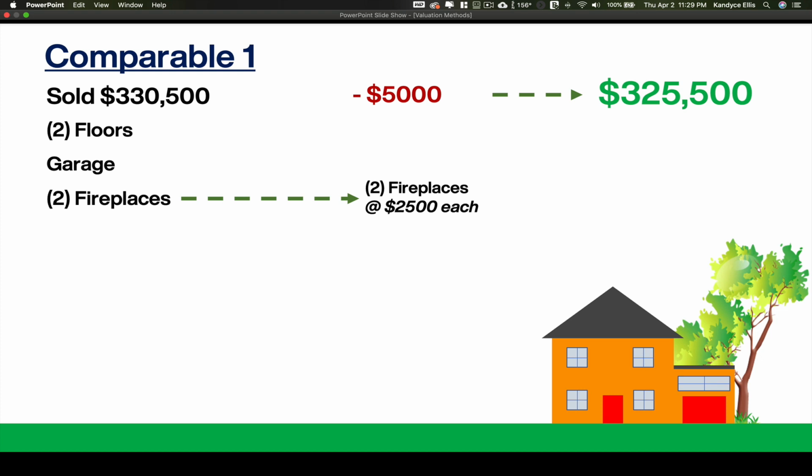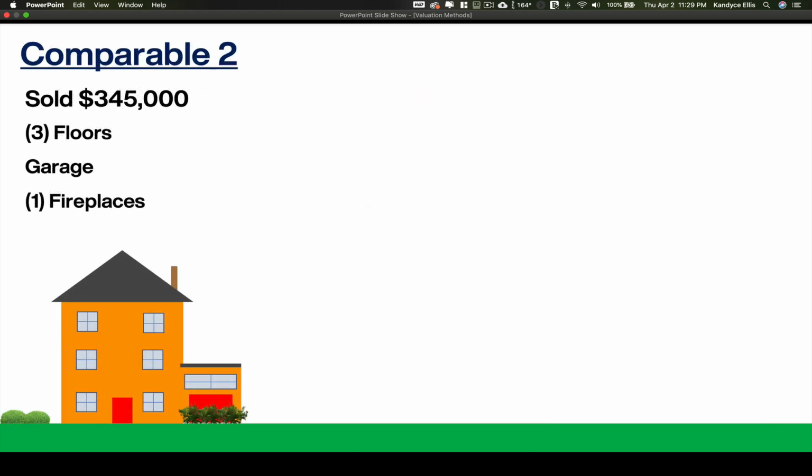$325,500. Next is comp number 2, with 3 floors, a garage, and a fireplace, and sold for $345,000. Our subject has 2 floors, a garage, and no fireplace. To give our second comparable property the same features as the subject property, we need to first adjust for the additional floor. Specifically, we need to take away the difference in value between having 3 floors and 2 floors. Let's assume each floor has a value of $20,000, giving 2 floors a $40,000 value and 3 floors $60,000, making the difference in value $20,000.